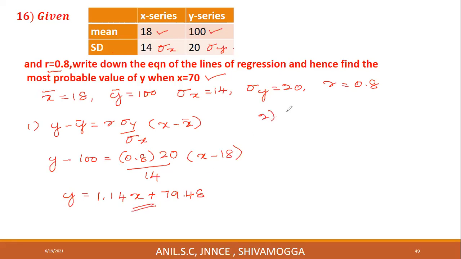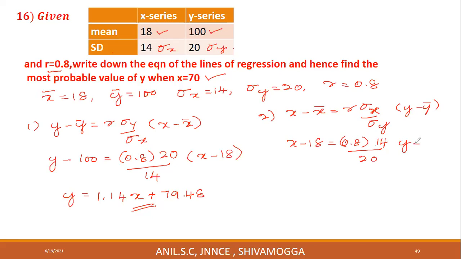Second line of regression. X minus x bar is equal to R into sigma x divided by sigma y into y minus y bar. X bar is 18, R is 0.8 into sigma x is 14 divided by sigma y is 20 into y minus y bar. Y bar is 100. Calculate this.